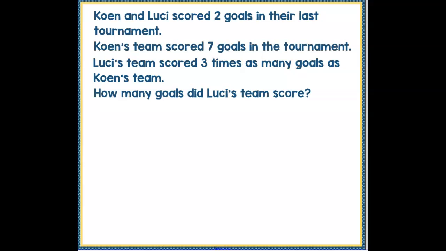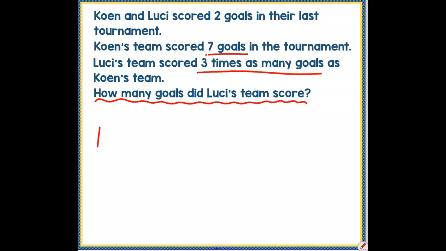Now, before we solve, we need to go back and read the whole thing together and make sure we understand it. Cohen and Lucy scored 2 goals at their last tournament. Cohen's team scored 7 goals at the tournament. Lucy's team scored 3 times as many goals as Cohen's team. My question is, how many goals did Lucy's team score? Now, if you did it in class, have a couple people share. For those of you at home, this is how I might have done it.